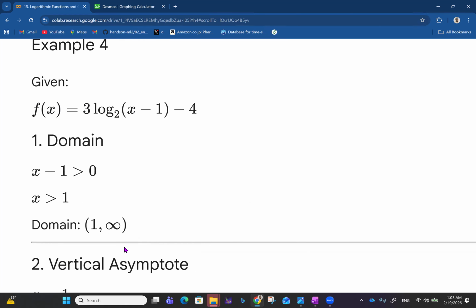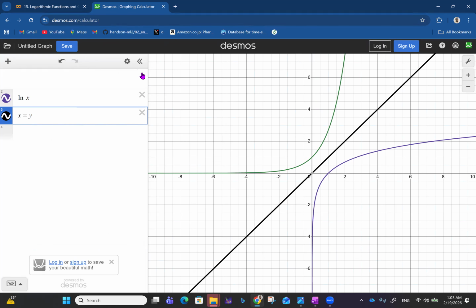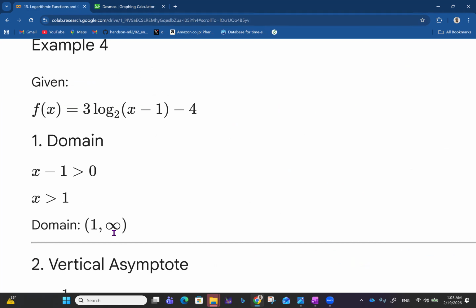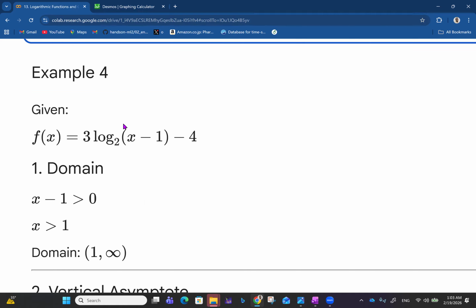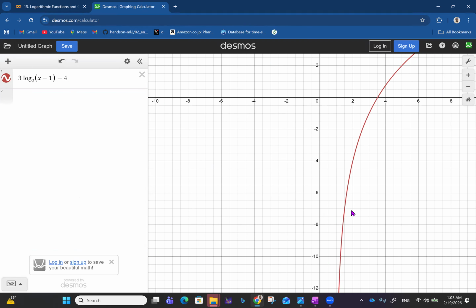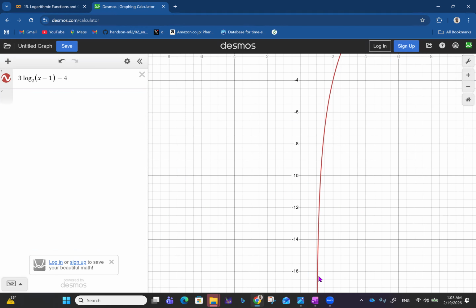Okay, we want to plot that just to see. So we have 3 log to base 2 of x minus 1, minus 4. So all those things actually hold. Of course we see that the domain is from 1 to infinity, clearly. Because the asymptote is at 1, it's coming towards 1 and never getting there.